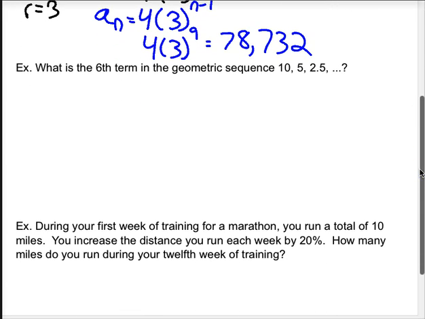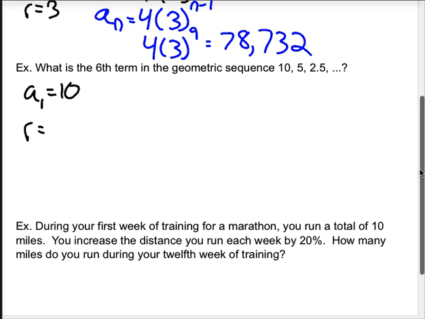What is the 6th term in the geometric sequence? 10, 5, 2.5. So again, this is one of those examples where I said sometimes it may not be obvious or may be tricky. So we need to identify A1, which is 10, and we need that R. So you're probably thinking, oh, I'm dividing by 2.